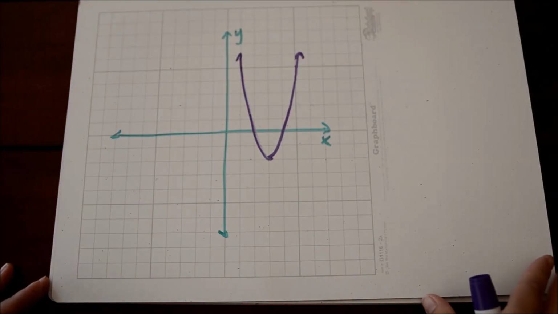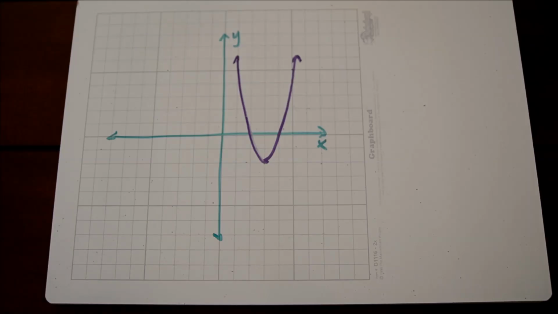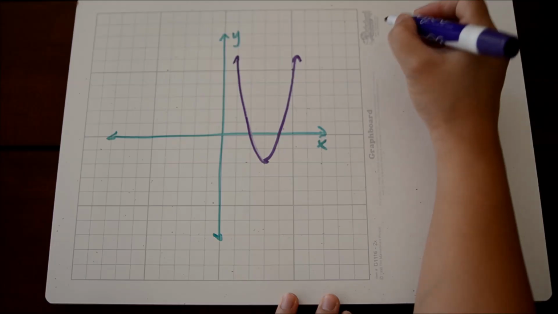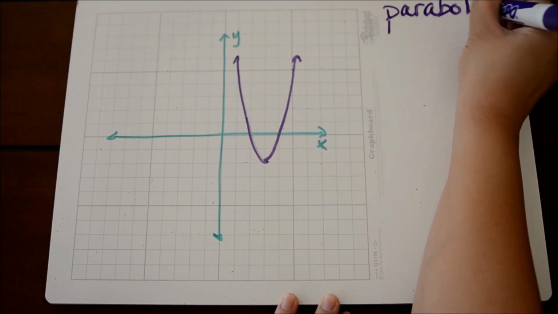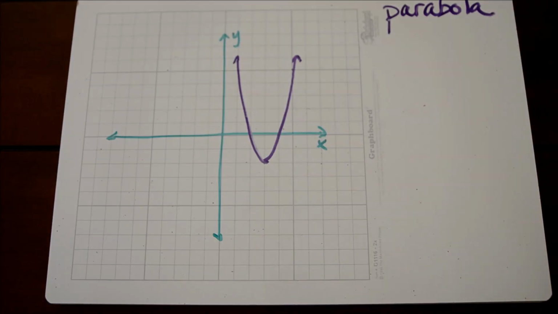All quadratic functions are U-shaped graphs, and that U-shaped graph is called a parabola. So you will hear this word a lot when you're talking about quadratics because all quadratics are U-shaped. They're not V-shaped, they're slightly curved at the bottom.